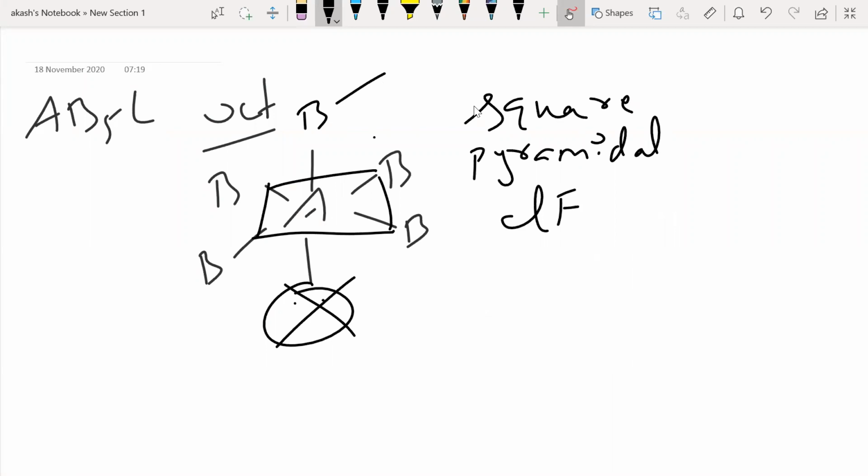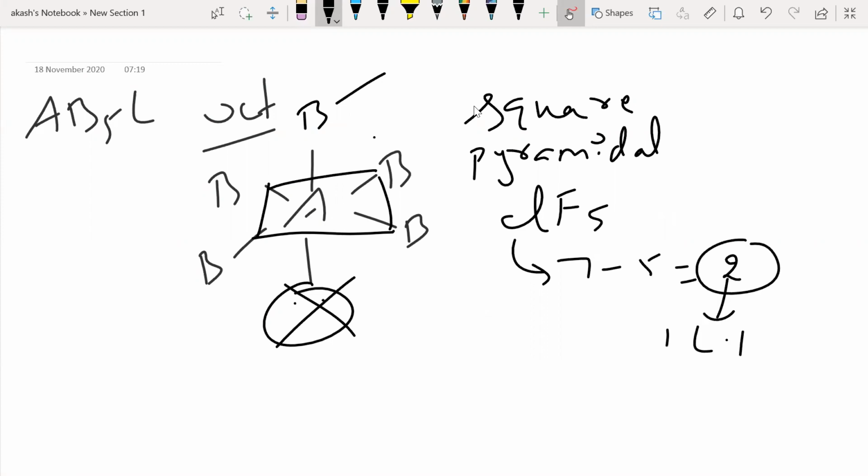F5, right? So again, you can check for chlorine. I have totally 7 valence electrons. Out of them, 5 are involved in bonding. So there are 2 electrons left out, and that corresponds to 1 lone pair, right? Okay, so obviously ClF5 will fit this AB5L type of molecule, right? Okay, so this is fine for us. Cool. So that is about AB5L. We'll move on.